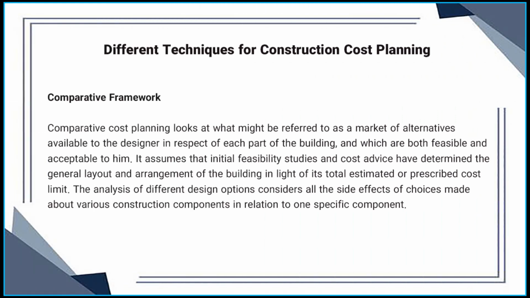Comparative framework. Comparative cost planning looks at what might be referred to as a market of alternatives available to the designer in respect of each part of the building, and which are both feasible and acceptable to him. It assumes that initial feasibility studies and cost advice have determined the general layout and arrangement of the building in light of its total estimated or prescribed cost limit. The analysis of different design options considers all the side effects of choices made about various construction components in relation to one specific component.